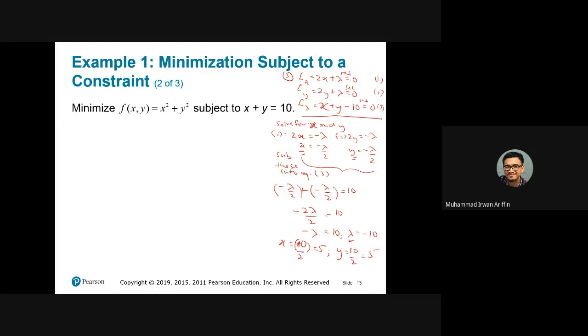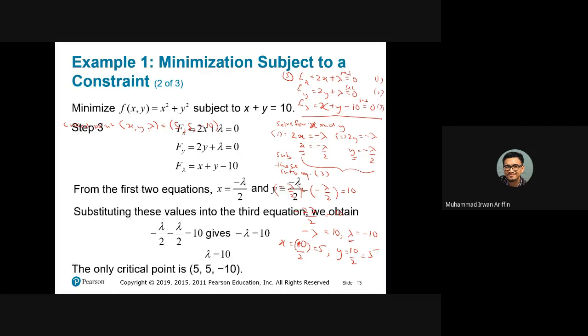So I have solved the critical point. The critical point (x, y, lambda) is given by 5, 5, and negative 10. Based on the assumption, this critical point would already give us the local minimum. Okay, so let's go through the slides.